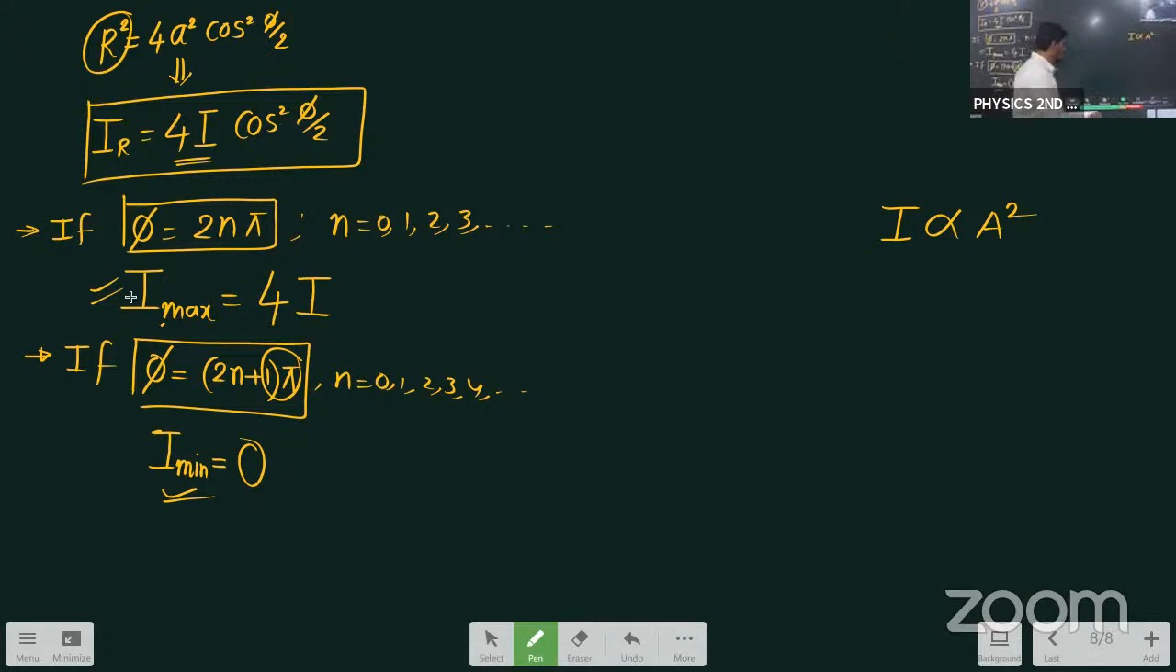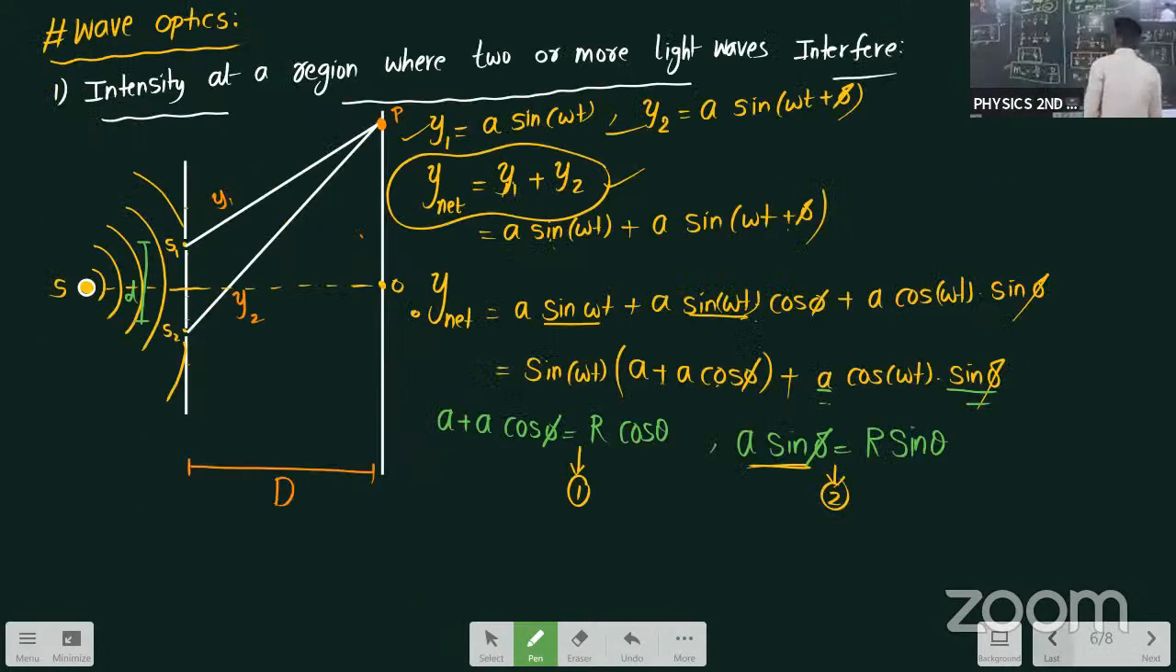What was the question here? Intensity at a region where 2 or more light waves interfere. So tomorrow we are going to continue with this wave optics. I think most probably there are 4 small SAQs left in this chapter. Once we are done with this, we'll be done with the SAQ chapters. We have already finished LAQs, and we have already finished SAQs.